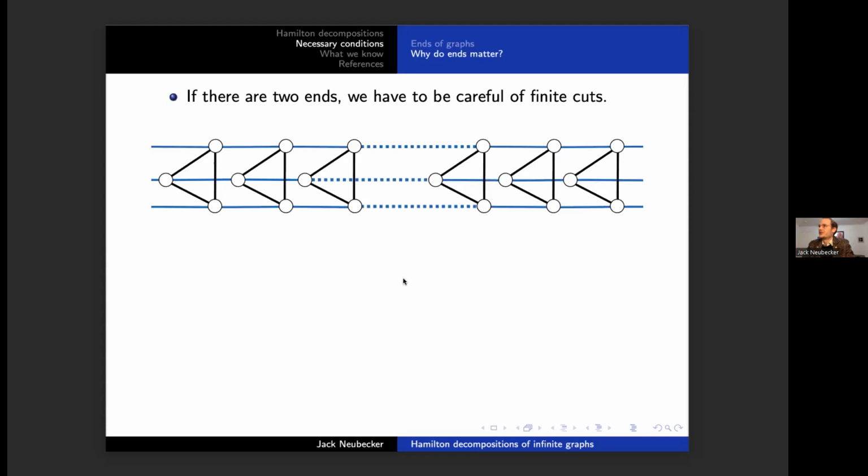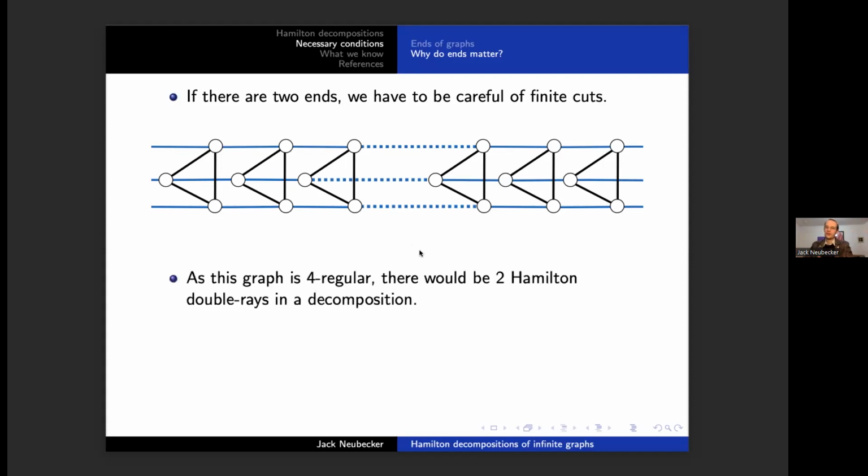Well, even once we've constrained ourselves to that, in the two-ended case, there's a very particular thing that we have to be careful about called finite edge cuts. There should be an edge there, but I only just noticed that. So let's consider this triangular infinite prism. In particular, let's look at this edge cut that I've highlighted in dotted blue edges.